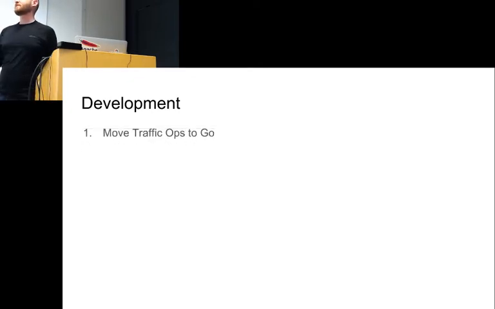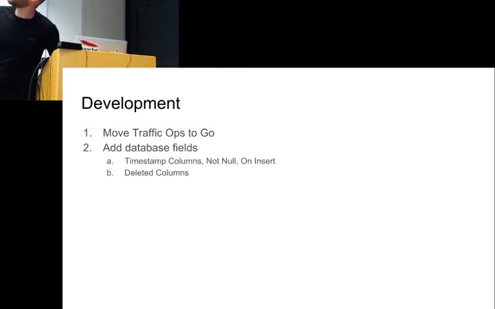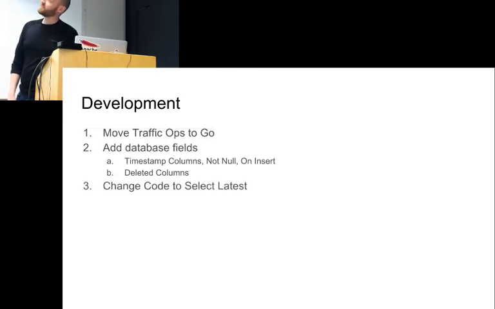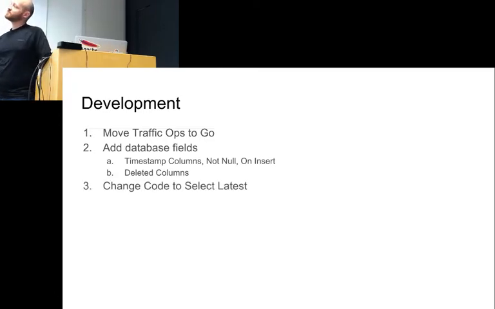Step one is to move Traffic Ops to Go. It's not strictly necessary, but we would have to replicate everything we're doing in Perl, all of those inserts and updates to everything to inserts, adding the database fields. Again, that's the deleted fields and the timestamps. Most of the timestamps exist. We just have to verify they're not null and they're updated on insert. Then changing all of the API code to select the latest.